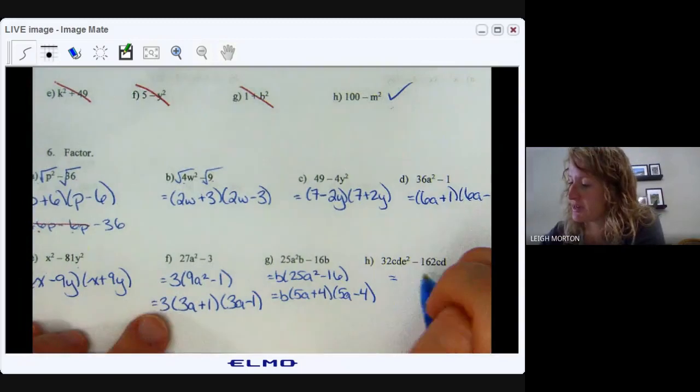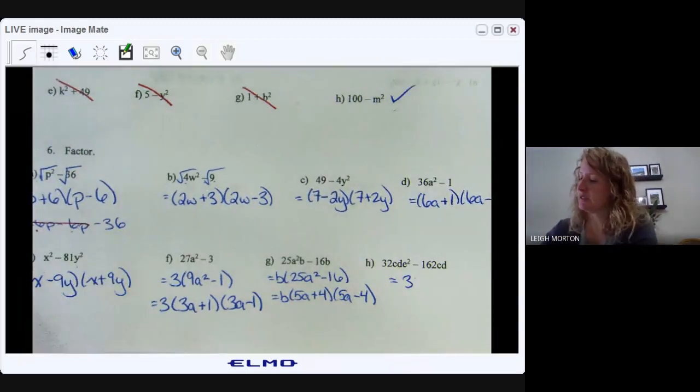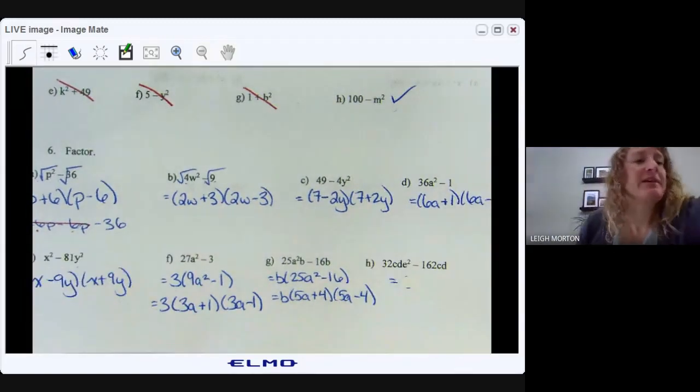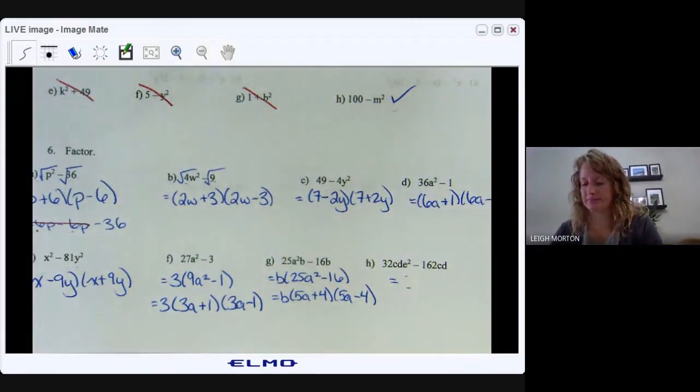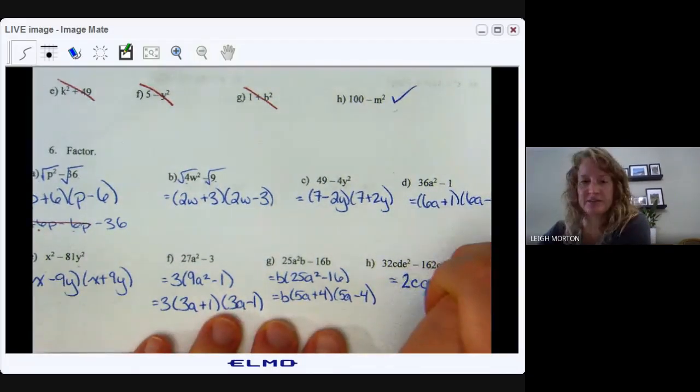H, my common factor is 30. Wait, not 32. I need my calculator here. What can I divide 162 by? Oh, our greatest common factor is 2CD.